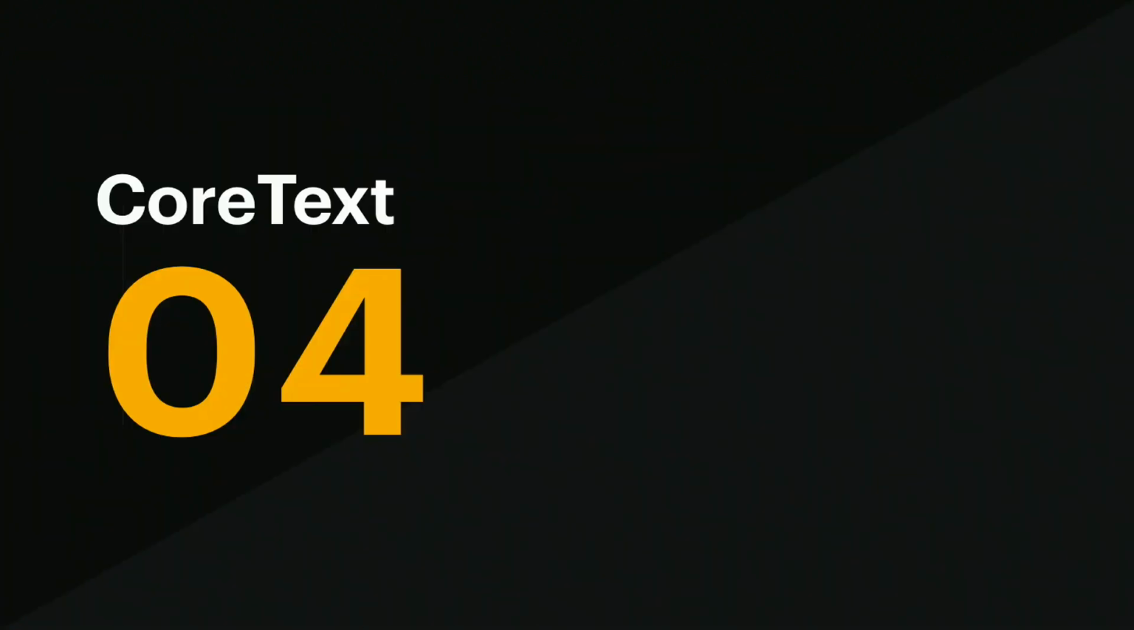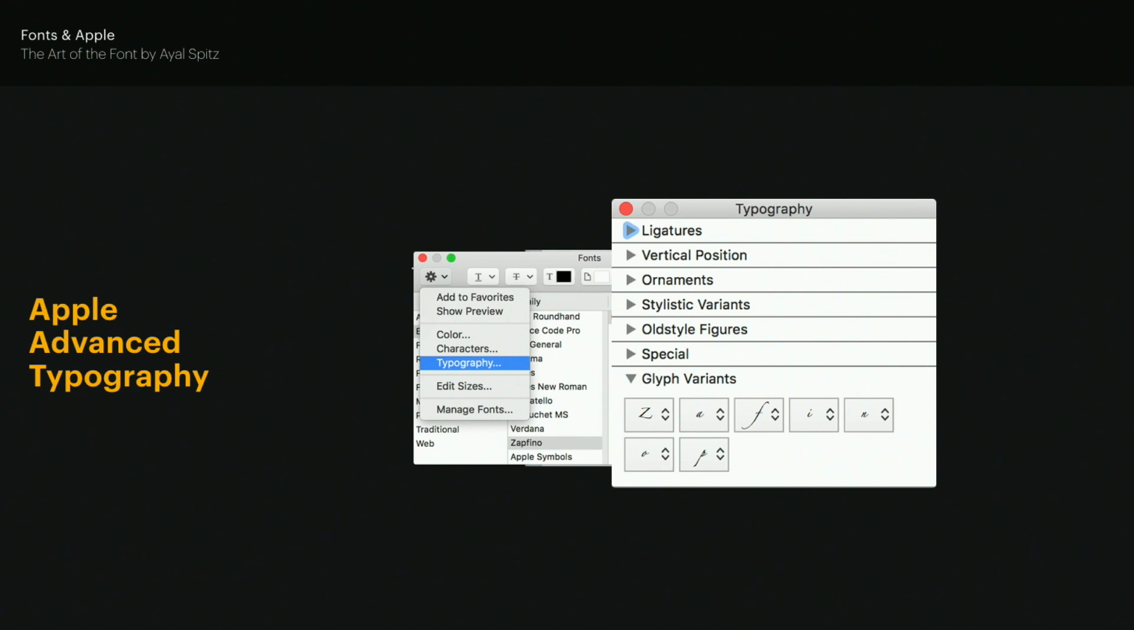So, Apple Advanced Typography is actually the underpinning of, I believe right now, the typography you'll find in macOS and in iOS. OpenType is still supported, of course. You can load up OpenType fonts.